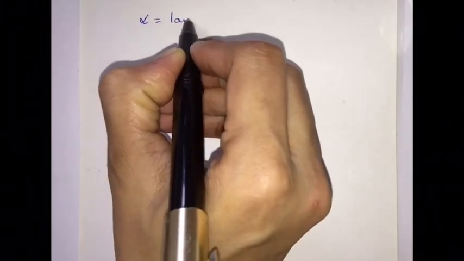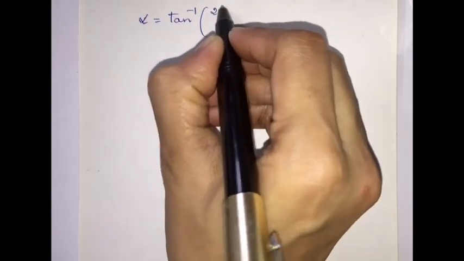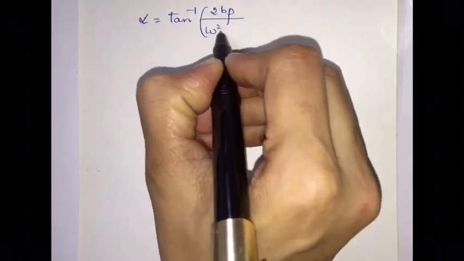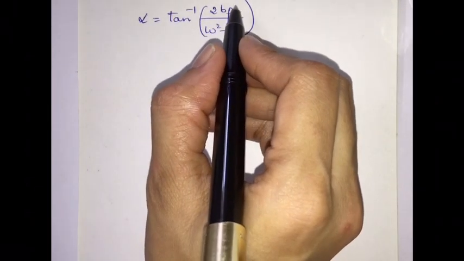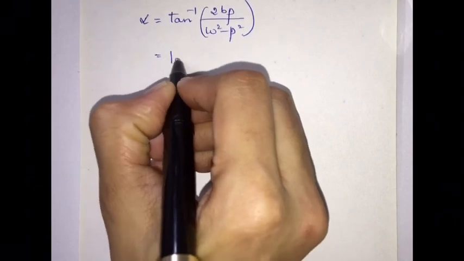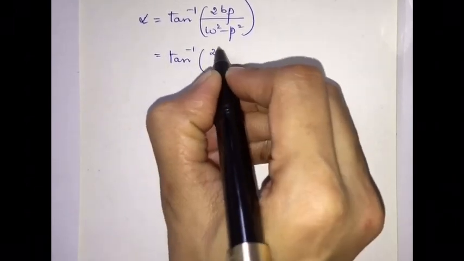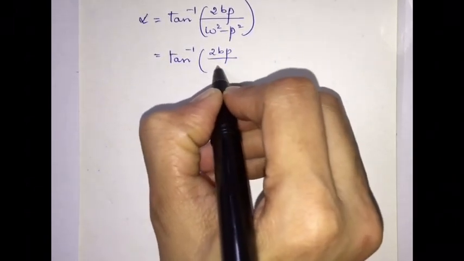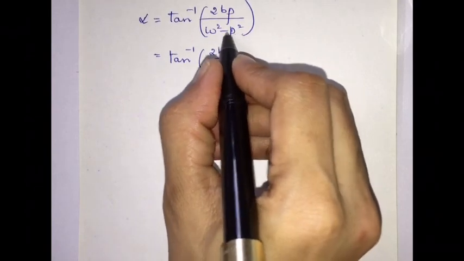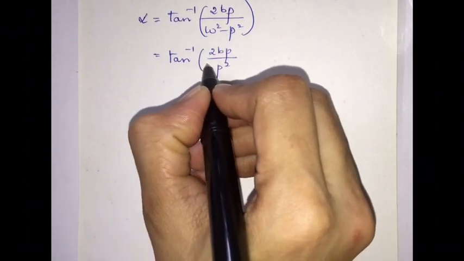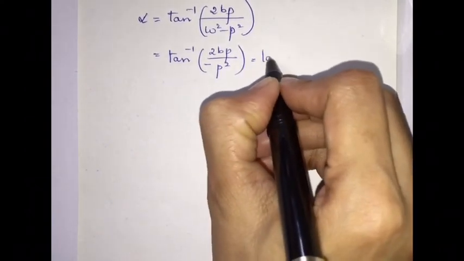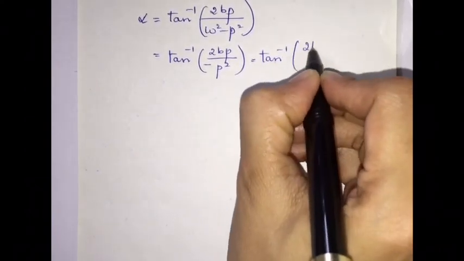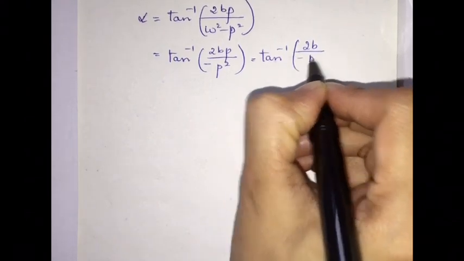Then what happens to the phase alpha? Alpha is equal to tan inverse of 2BP by omega square minus P square. In this case we know that omega square minus P square is almost equal to minus P square, a larger number, so the minus sign remains. So I can write this as tan inverse of 2B by minus P.